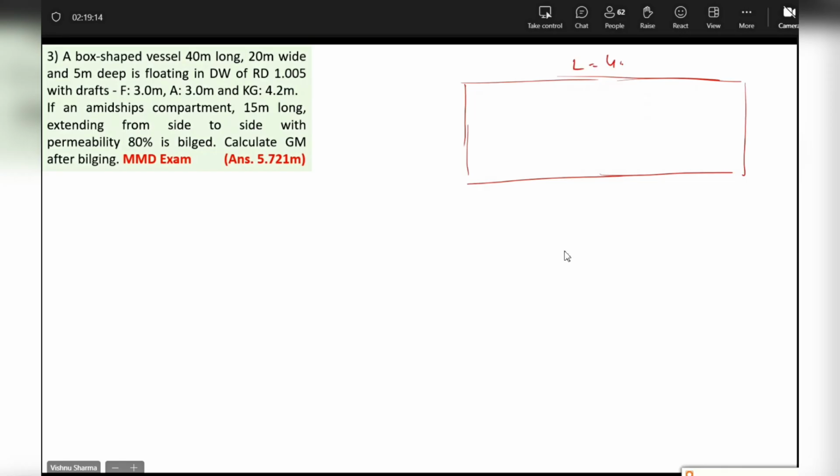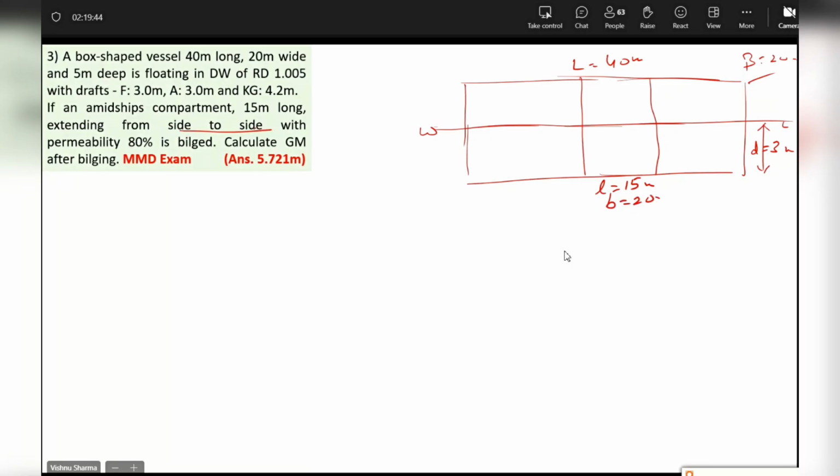Length 40 meters, breadth 20 meters, draft 3 meters, 5 meter deep. Okay. WL, draft 3 meters. It has a midship compartment 15 meter long, extending from side to side. That means length is 15 meters, breadth is 20 meters.